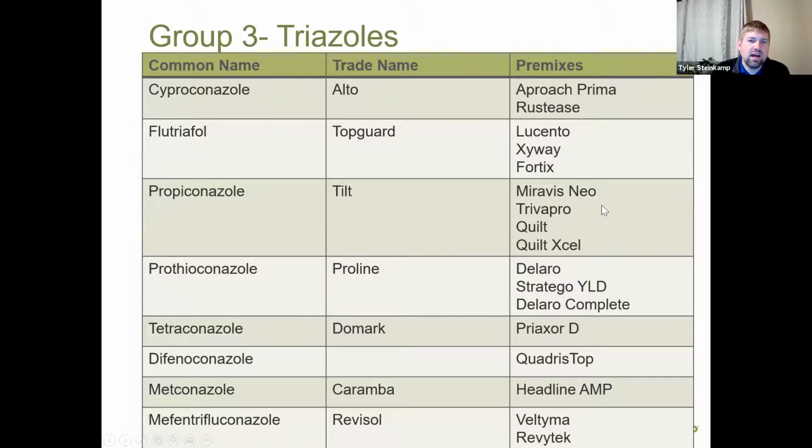A lot of these are a combination either of group 3 or 11, or they're a combination of all 3 modes of action. Okay, one of them that is a little bit of an exception is this Lucento. Okay, Lucento is actually a combination of a group 3 and a group 7. Okay, and it's one of the few that doesn't actually have a strobilurin type chemistry in it. So that is a unique combination there. Okay.